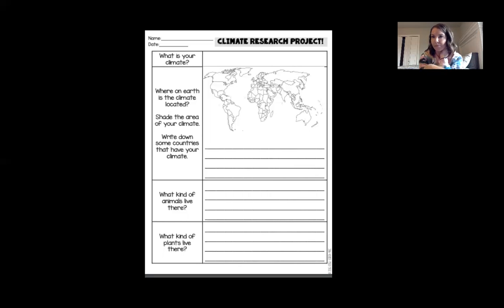And then write down, you don't have to write down all the countries, but just some of them that have your climate. What kind of animals live there? Depending on what climate it is will determine what type of animals. So probably not going to find a polar bear here in Iowa. They need the polar climate. What kind of plants can grow there?